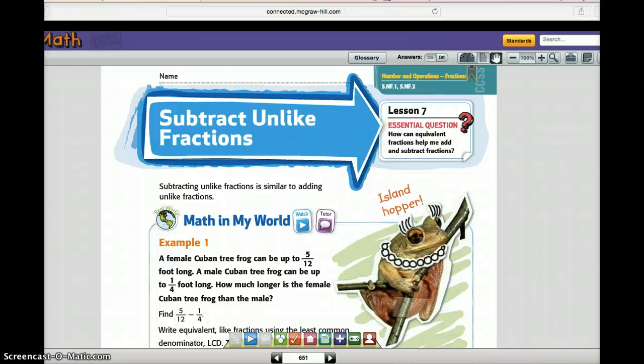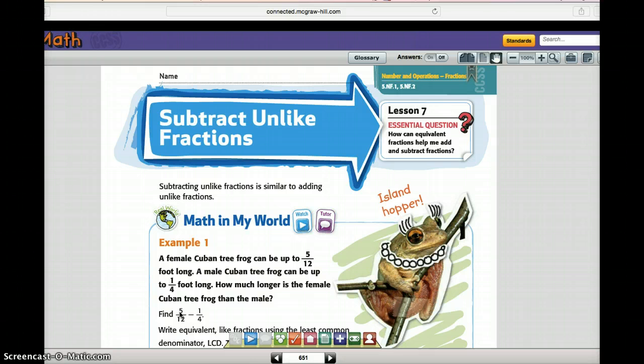In today's flip video, we are going to learn how to subtract unlike fractions. Yesterday, you learned about adding unlike fractions, so you should know that an unlike fraction is when you have two or more fractions with different denominators. We're going to use this example one on page 651 together in this video.